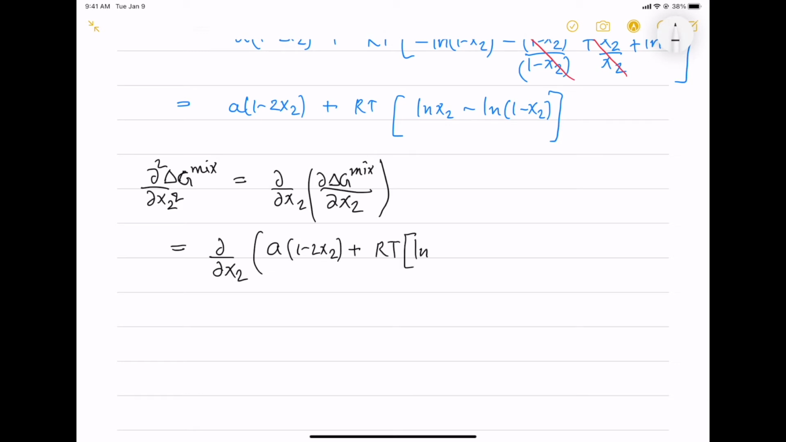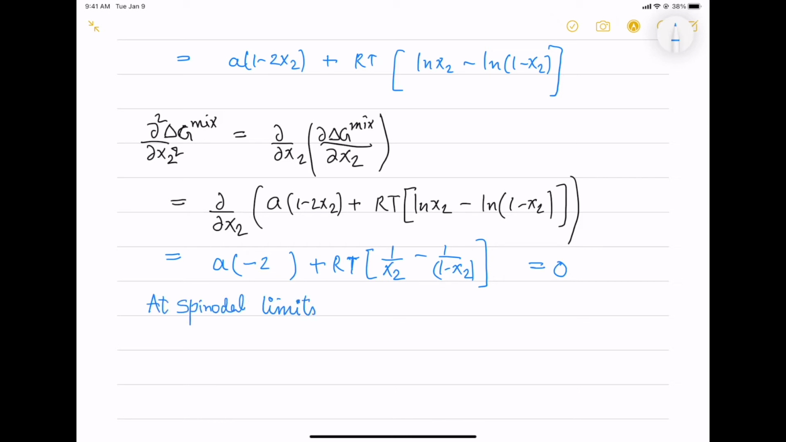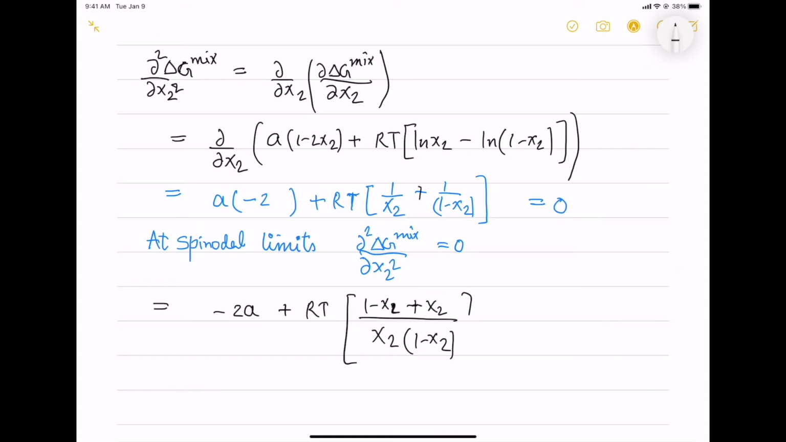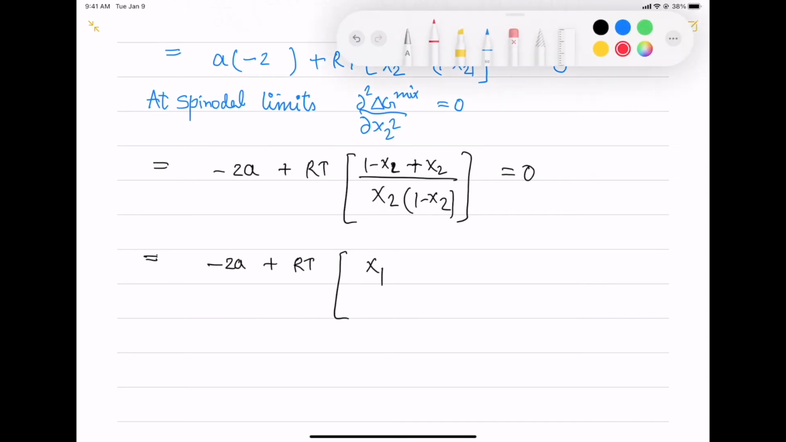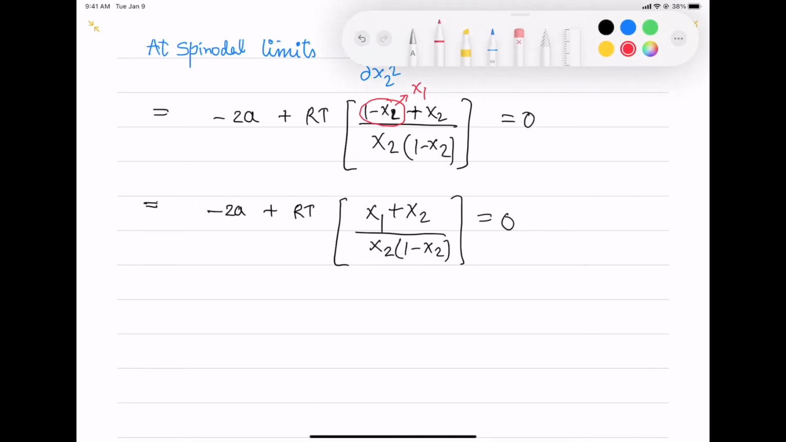So again, when we take the differential, we are left with minus 2A plus RT times 1 by x2 plus 1 by 1 minus x2. So at spinodal limits this differential is 0. I had put a minus up there, but that is a plus sign. Now we know 1 minus x2 is x1, so x1 plus x2, and we know x1 plus x2 is 1.